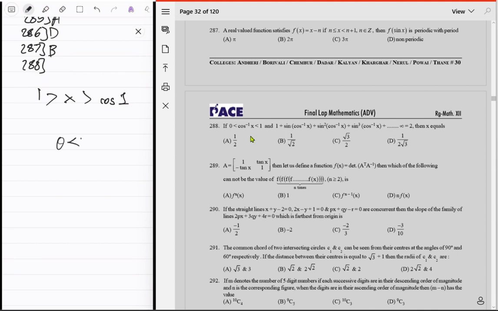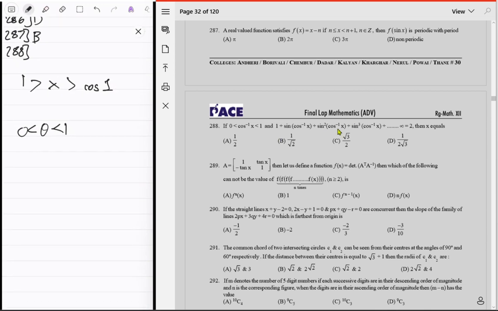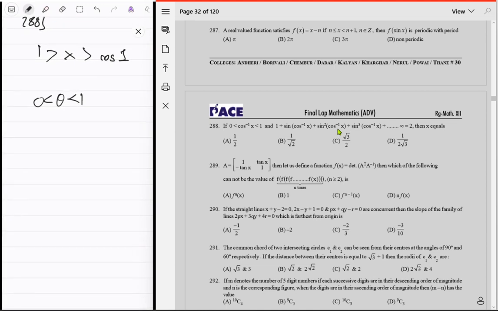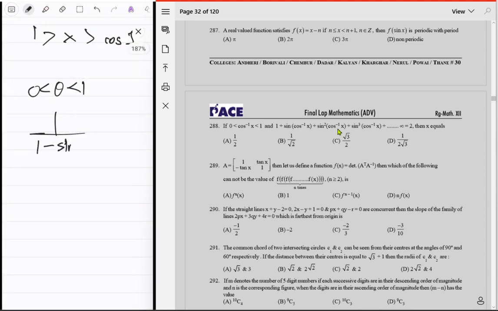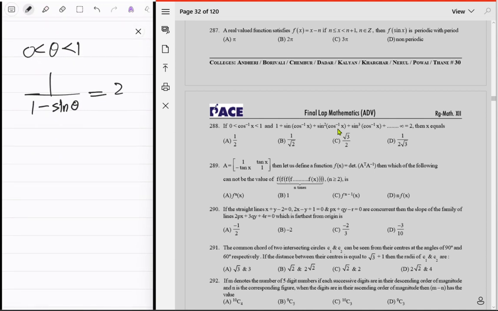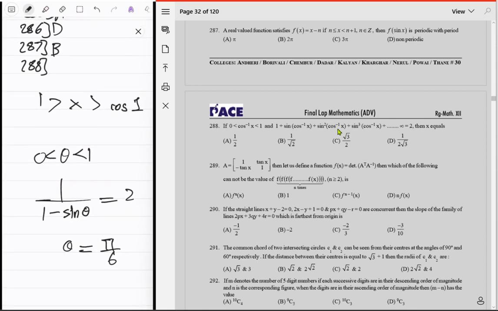So basically what it's saying, theta is between 0 and 1, and then what you want is 1 plus sine of theta, sine square of theta, and so on. Where is sine of theta? Sine of theta is between 0 and sine of 1, right? So this thing will go till infinity, of course. Sine of 1 is between 0 and 1, which means अपन इसको just लिख सकते हैं like 1 upon 1 minus sine of theta. If this thing is equal to 2, that just means sine theta has to be 1 upon 2, so theta has to be pi upon 6. That's the way. So cosine inverse of x is just pi upon 6. So x is equal to cosine of that, which is root 3 upon 2. Right, so C is the answer.